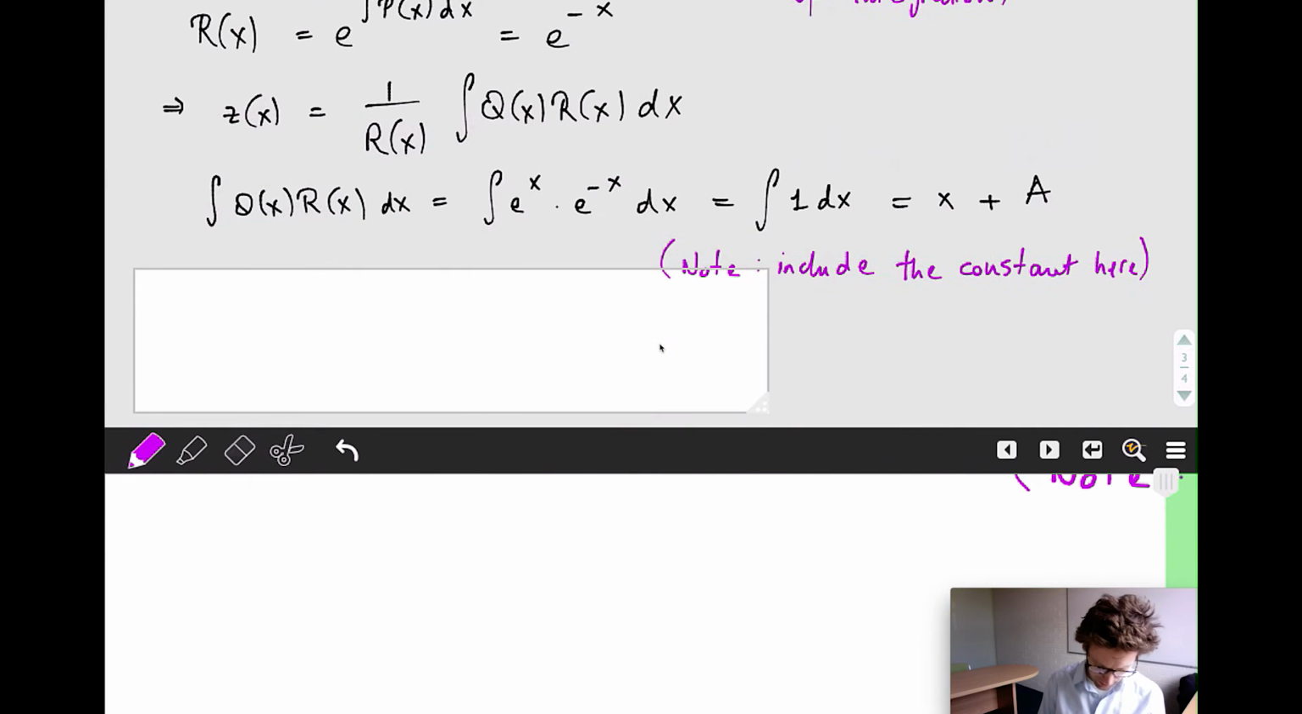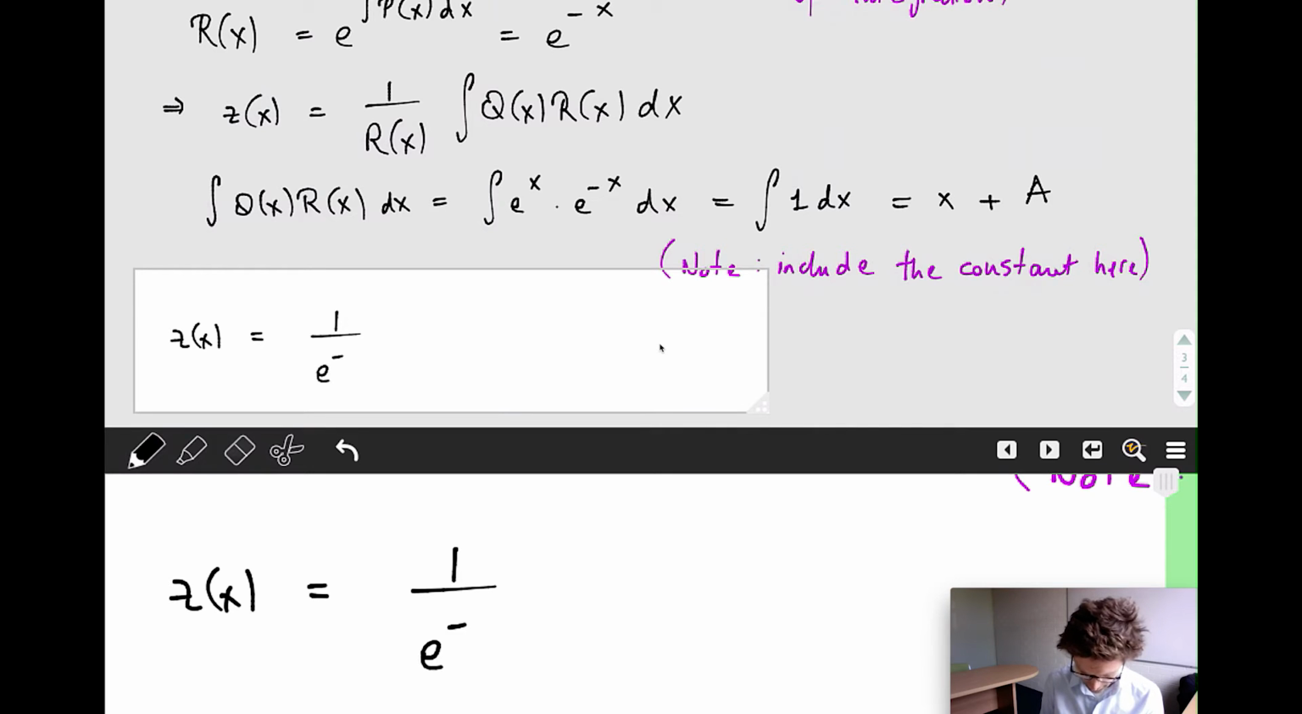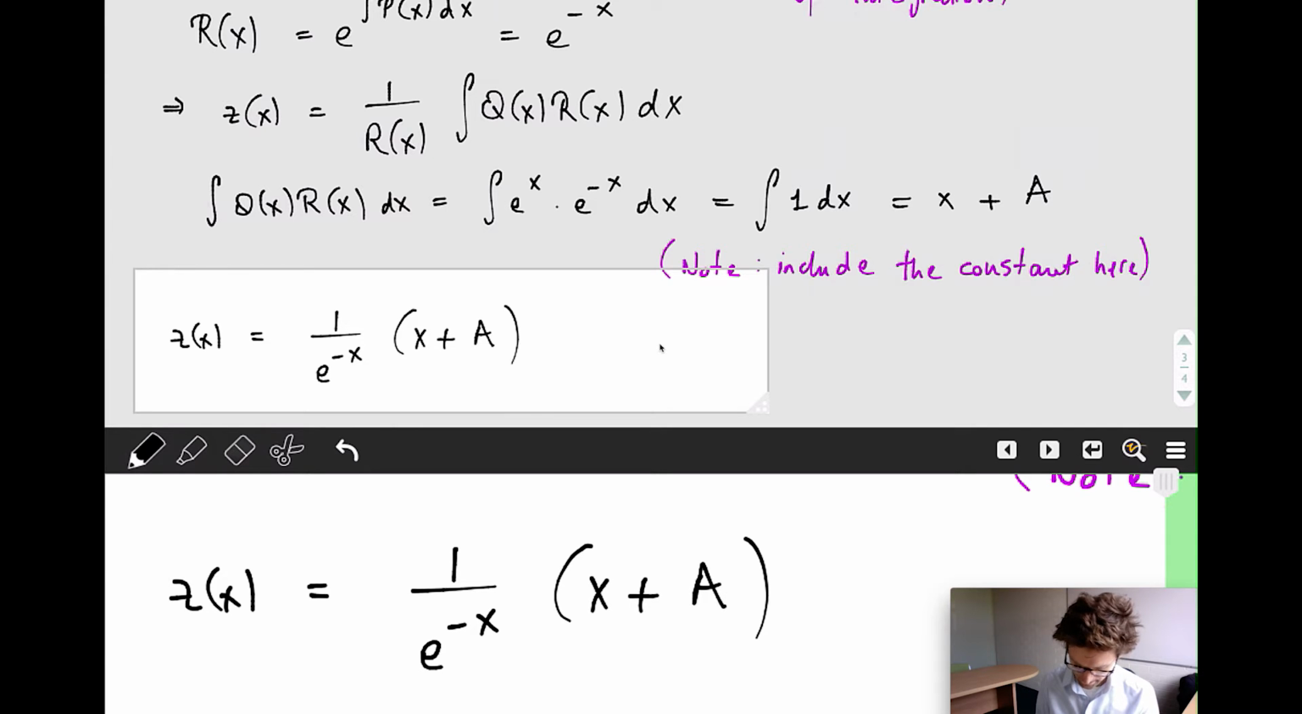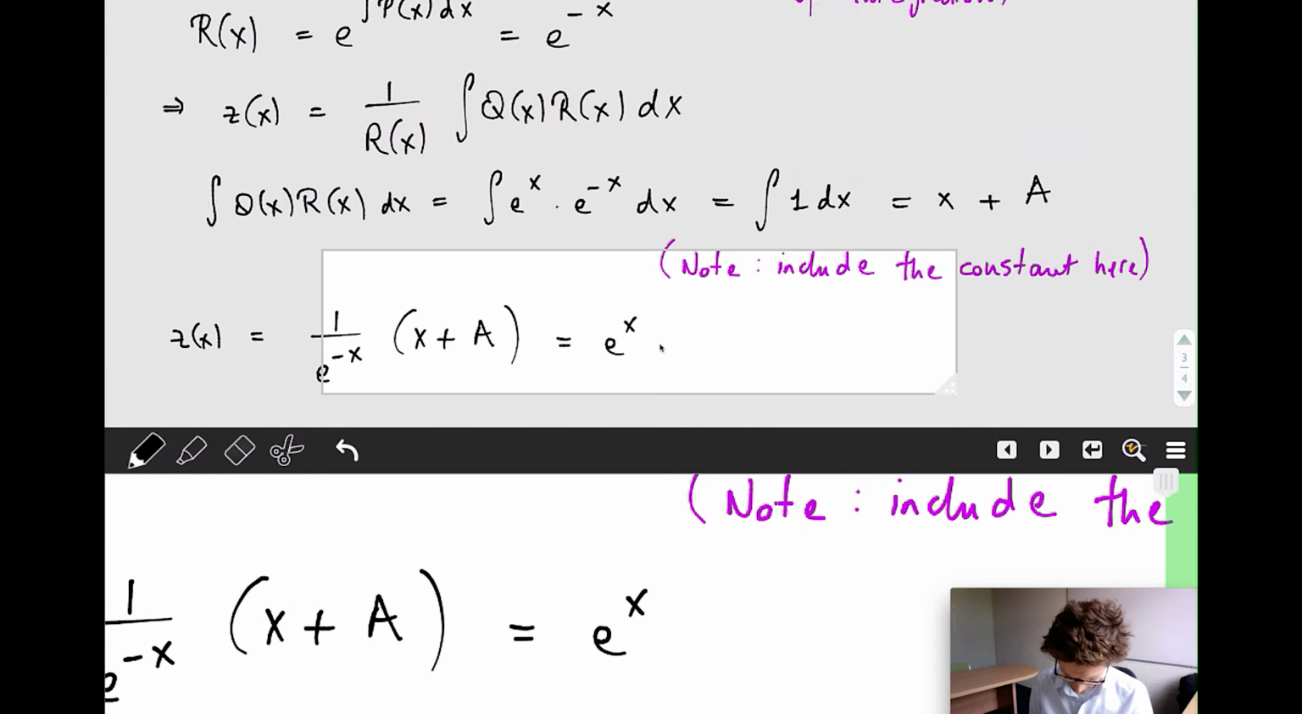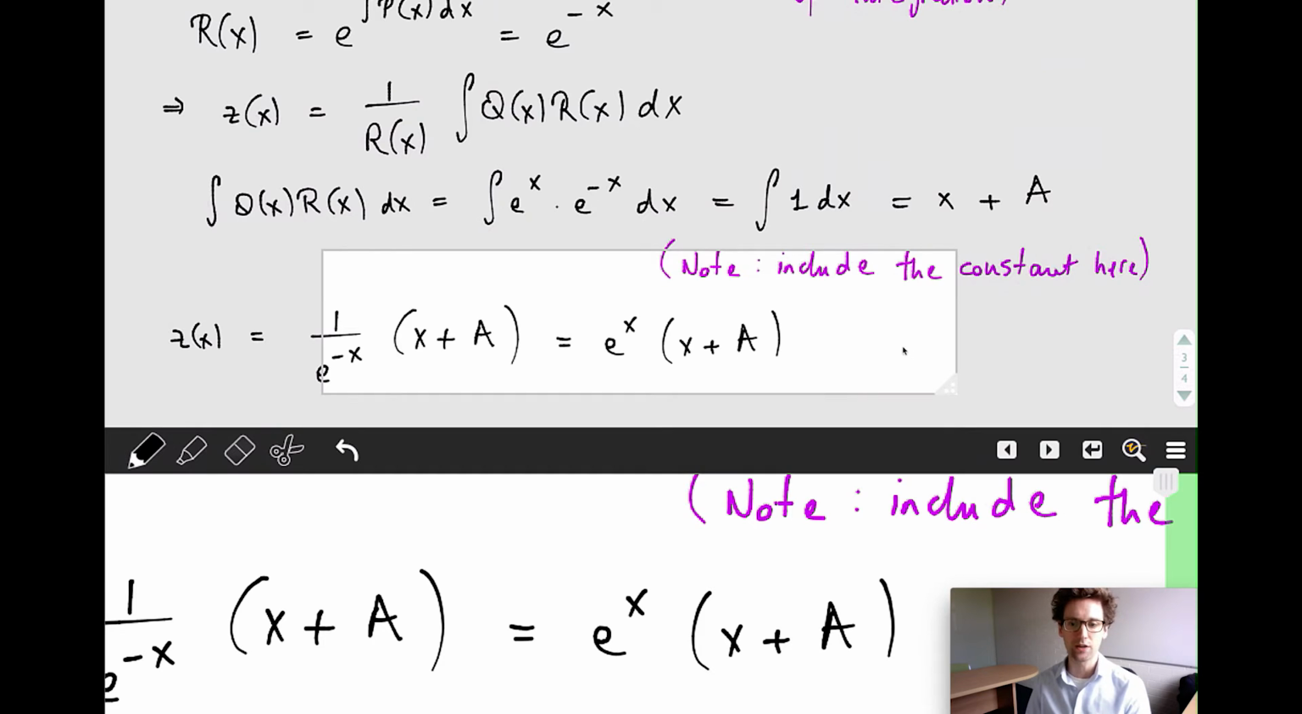Okay, so now that I've got my integral of q times r, I can form the solution. Z of x is equal to 1 over r of x, so that was 1 over e to the minus x, times the integral, which was x plus a. So 1 over e to the minus x is the same thing as e to the x, times x plus a. And notice that that constant of integration appears in the solution, but it's not just tacked on, it's not just added to the end. I needed to include it at this step here because this is when I did my integral. So I didn't have e to the x times x all plus a, that wouldn't make any sense.